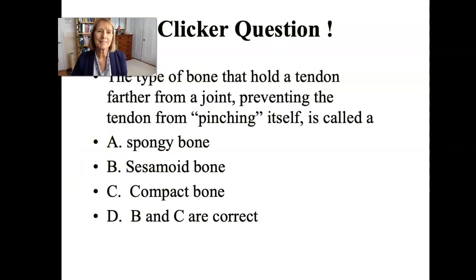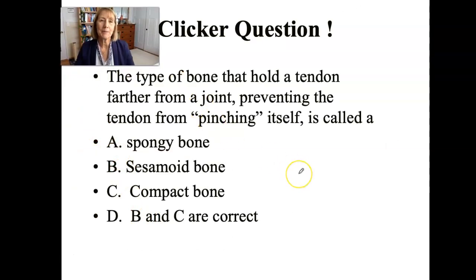In the regular semester, I use clicker questions. It's kind of fun to throw them at you anyways, even though we're not in person, and you can think about them before I give away the answer. The type of bone that holds a tendon farther from a joint, preventing the tendon from pinching itself, is called a... I'll give you a couple seconds. I thought I'd given you the answer, but that is a sesamoid bone.